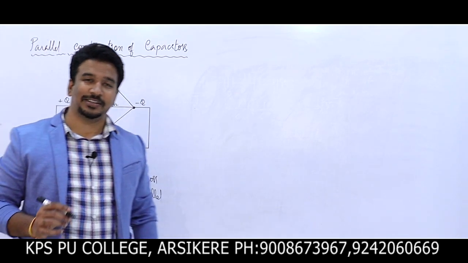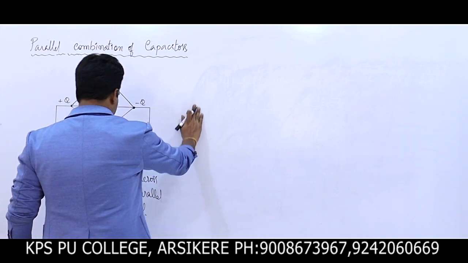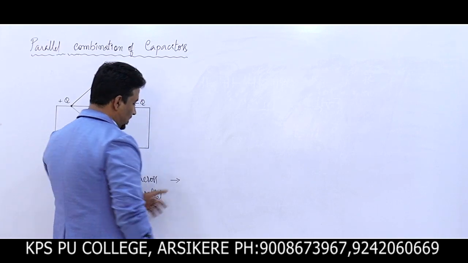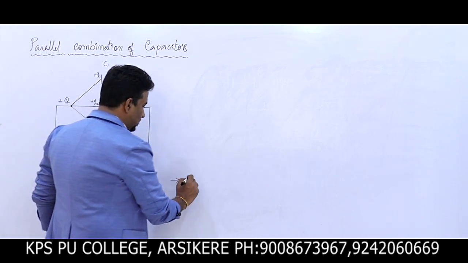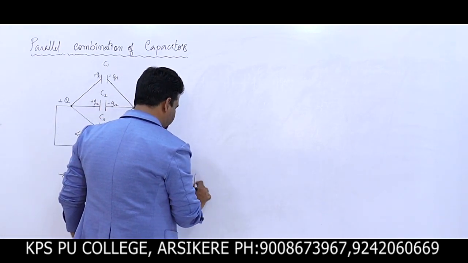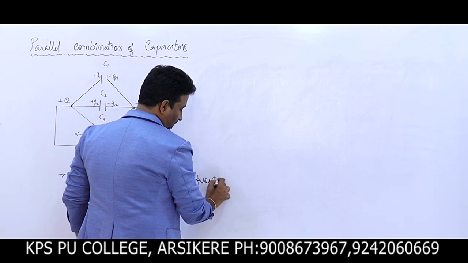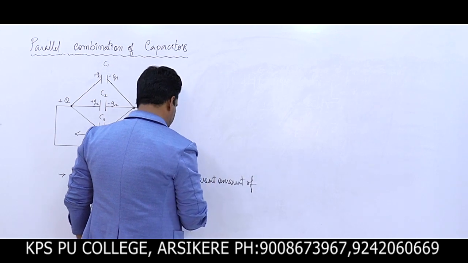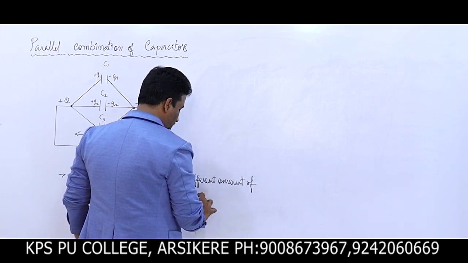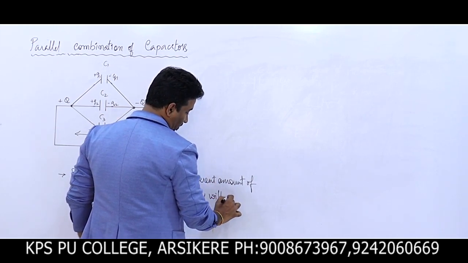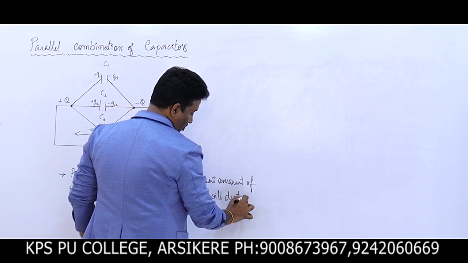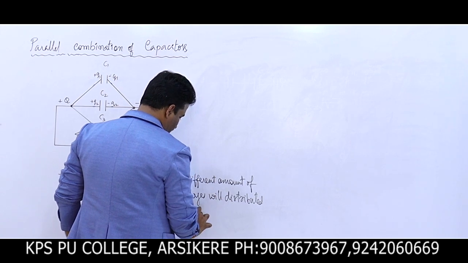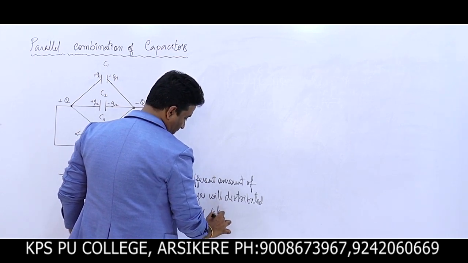What is the next important thing we should write? Okay, what is the next important thing? I will write it here. Charges: a different amount of charges will be distributed across the capacitors considered.